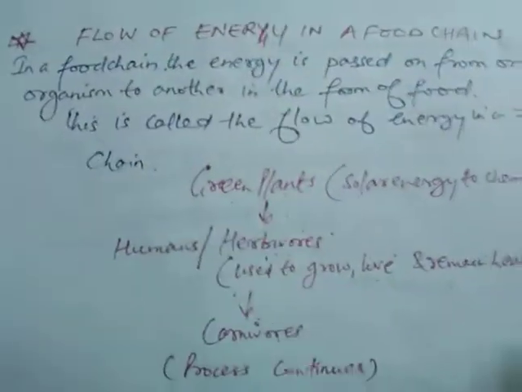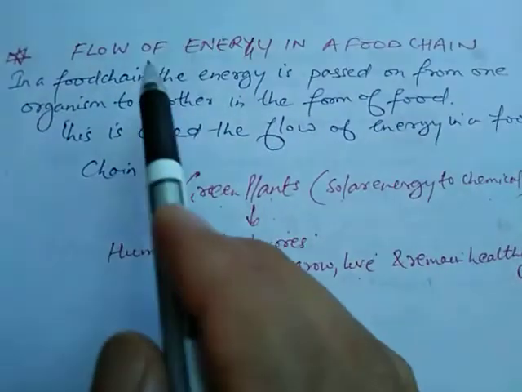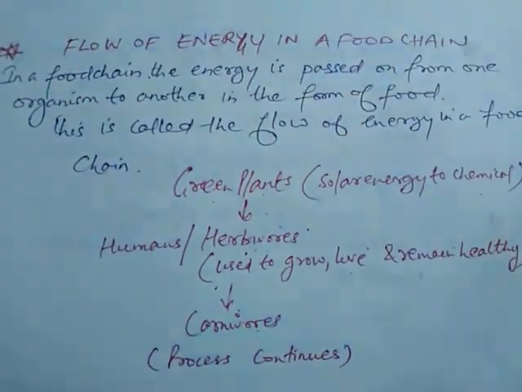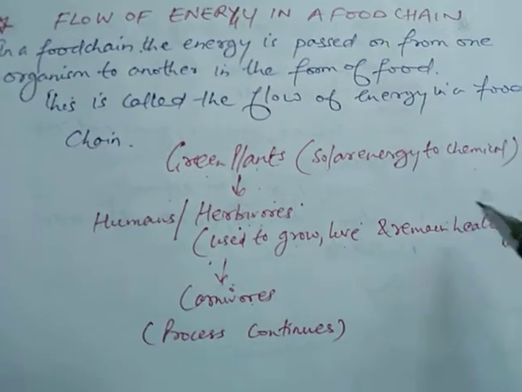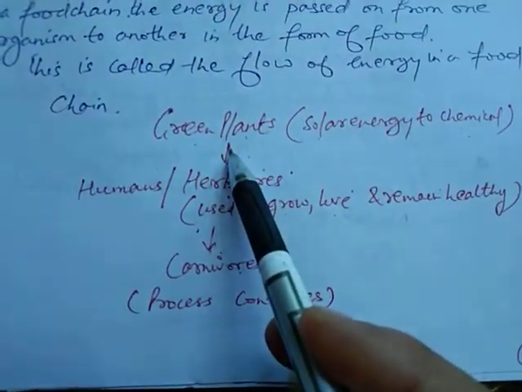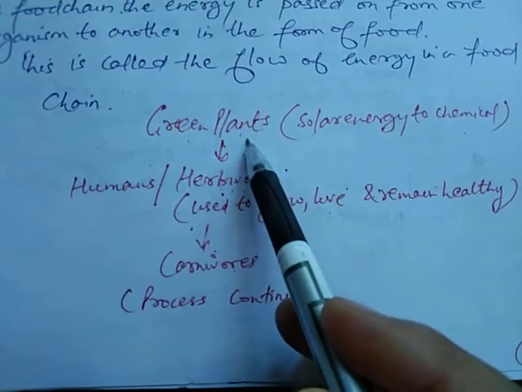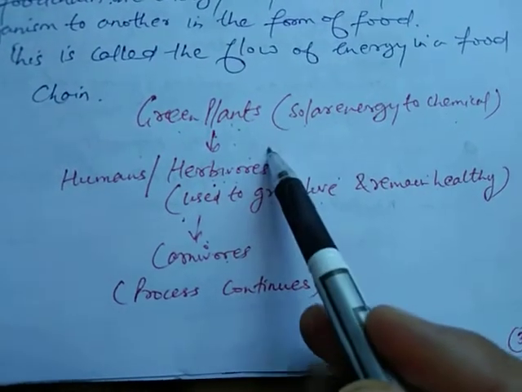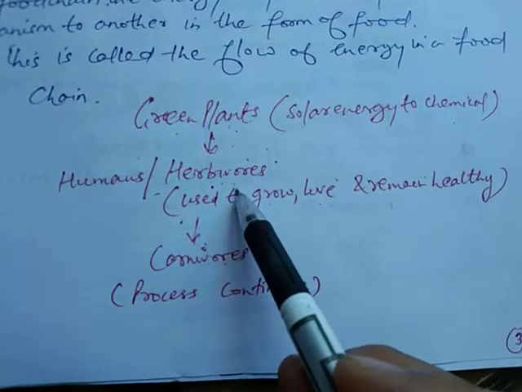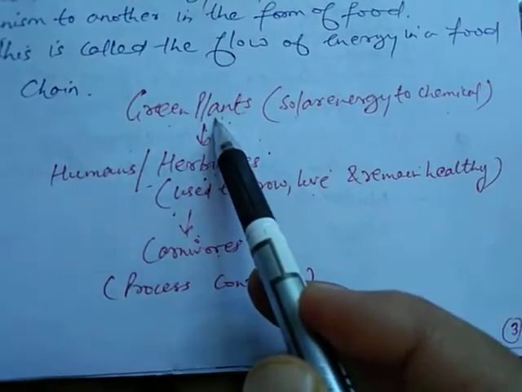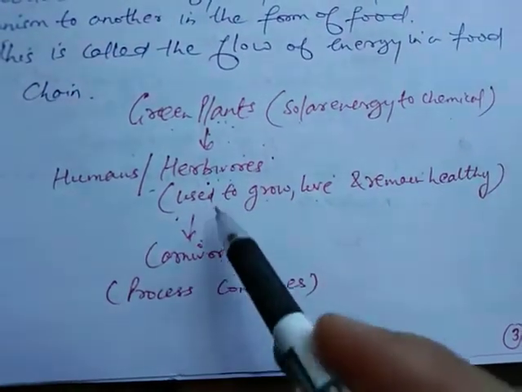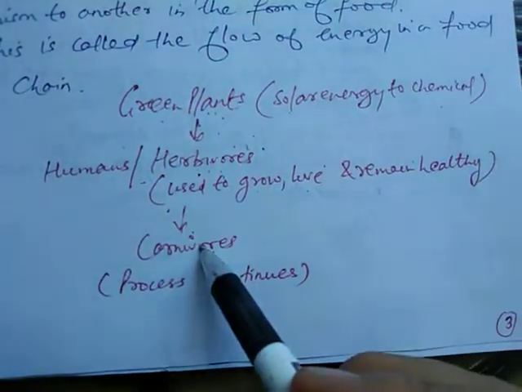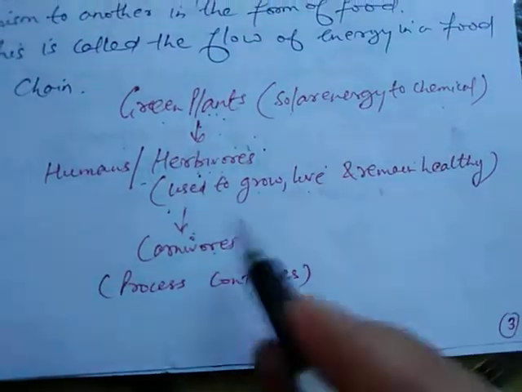Now next, what we are going to revise is flow of energy in a food chain. In a food chain, how is energy flowing? Now green plants, you all know what they do. They convert solar energy into chemical energy and they prepare their food. Humans or the herbivores depend on them for their food and to get energy as well as to remain alive. So next are carnivores, they depend on these herbivores and this process continues.